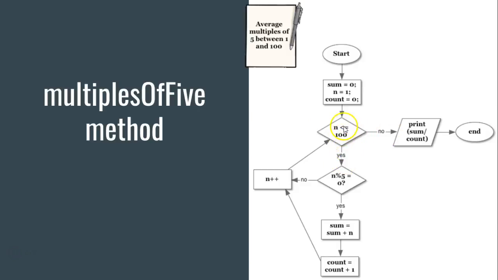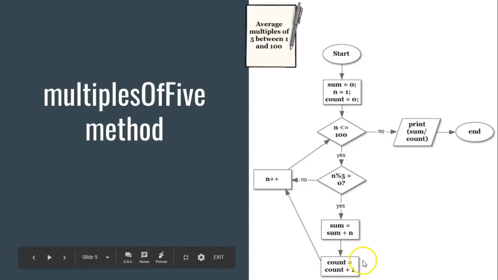So yes, if n is less than or equal to 100, then I'm checking here, so I'm using the modulus. I say n modulus 5, is it equal to 0? Because I know if it's divisible by 5, then there's going to be no remainder, because modulus is checking for the remainder. So if there's no remainder, then I'm going to go down and take my sum, which started at 0, so there was nothing to start with, and I'm going to add n to it.